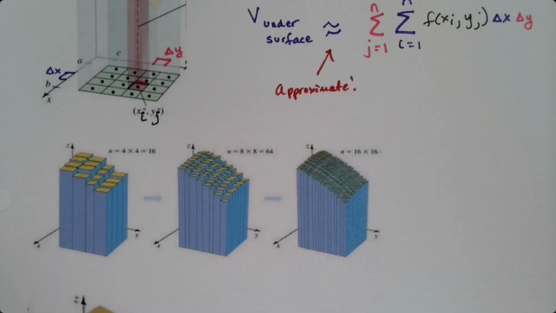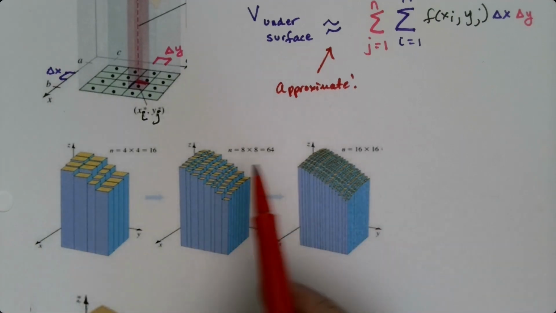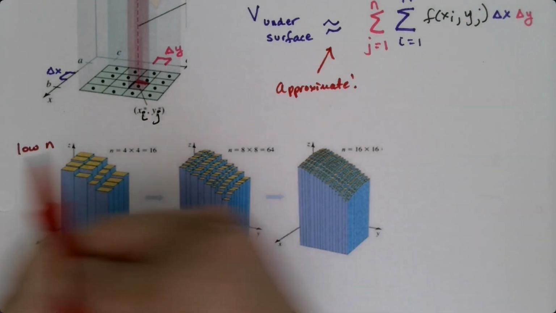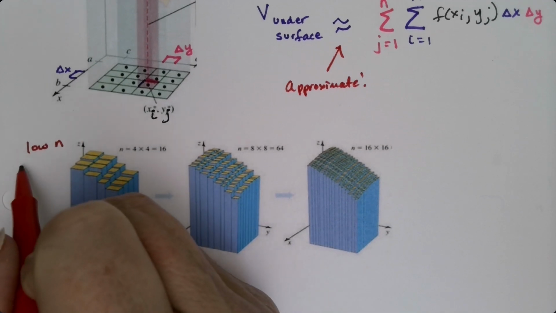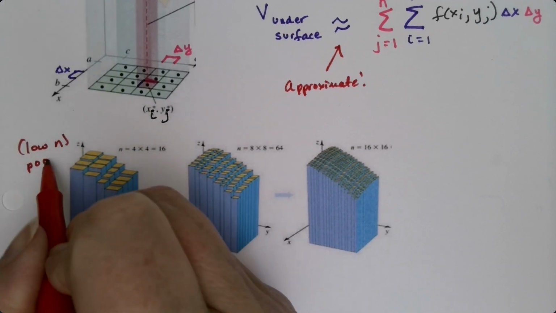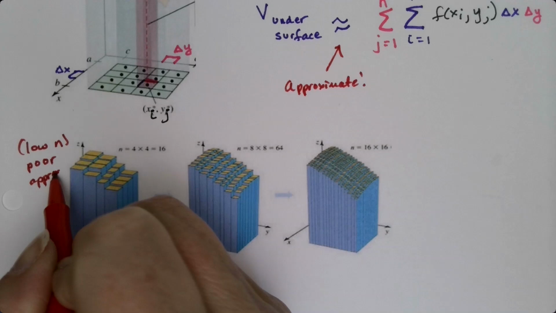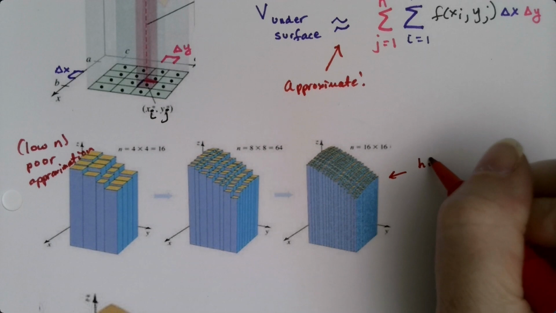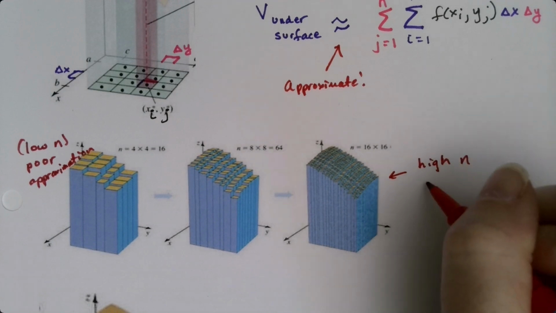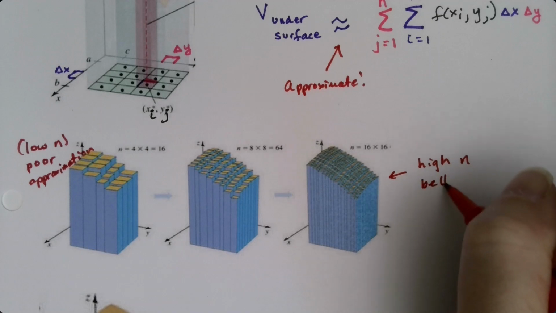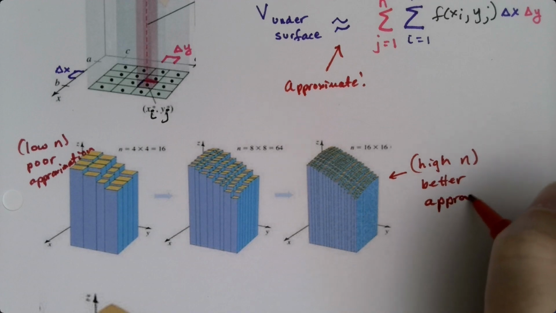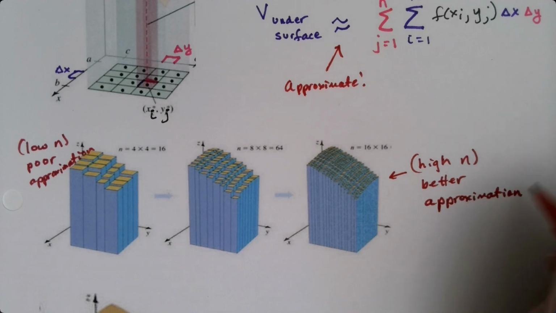And as before, we can see that if we let the number of columns increase, our approximation will get more accurate, right? So this has a low n, so it's not a good approximation. So poor approximation. And over here, we have a high number of n. And so we have a good approximation, or a better approximation. The larger your n, the better your approximation will be. Until, of course, you take the limit.